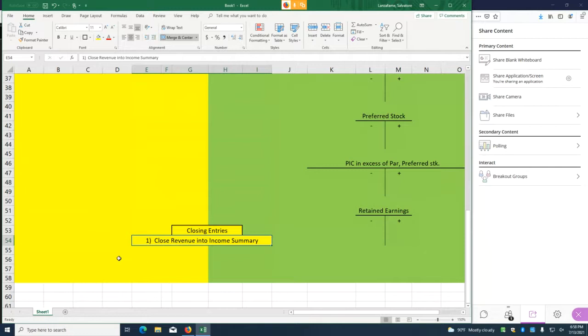So closing revenue into income summary. I'm actually going to keep it right where it is. So remember, revenue is a liquor account, carries a credit balance. When you close, you've got to do the opposite to shut it down to zero. So something with a credit balance, to close it, you've got to debit it. So you're going to debit your service revenue. In the assignment that you have in this portfolio, it'll be sales revenue.